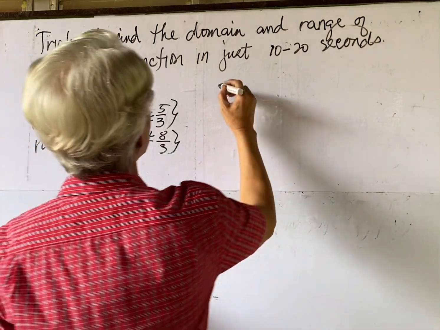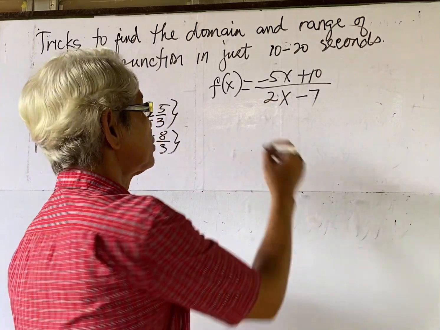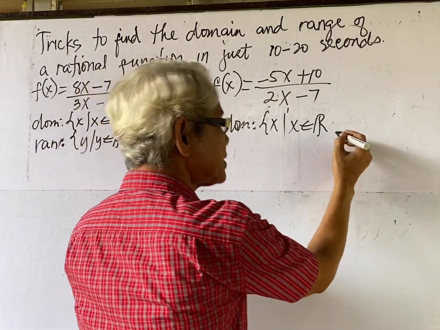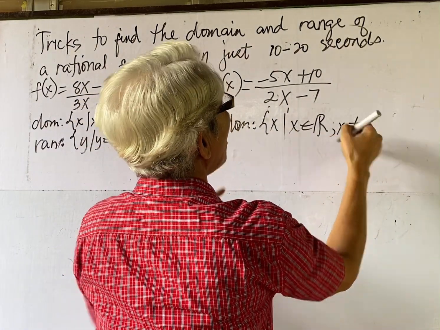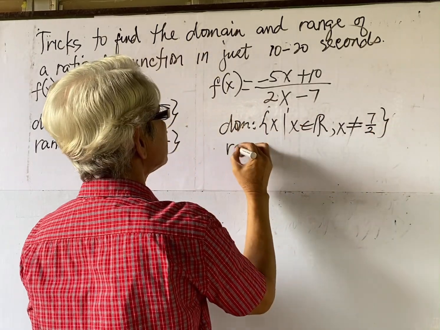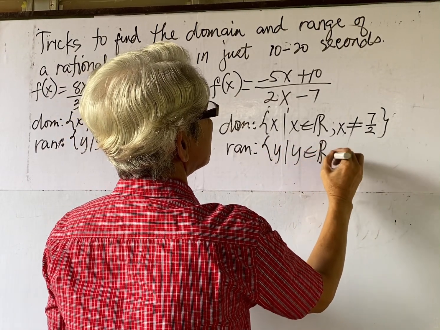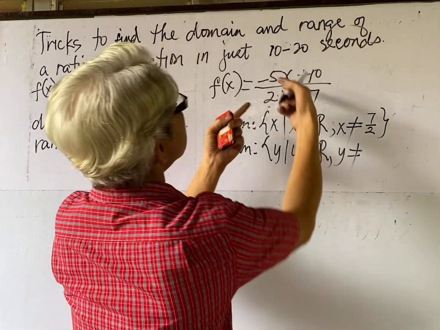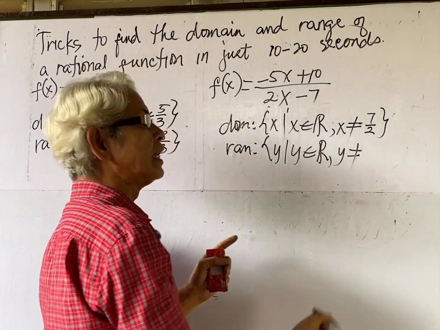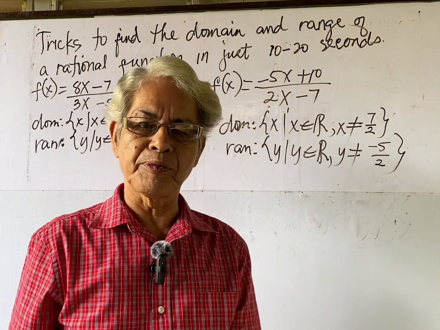Okay, let us have another example. So, let's have this example. This function is the set of x, or set of real numbers, except 7 over 2. And the range is simply y, except the restricted value, which again is simply the coefficient of the linear term, and that is negative 5 over 2. I hope it helps.